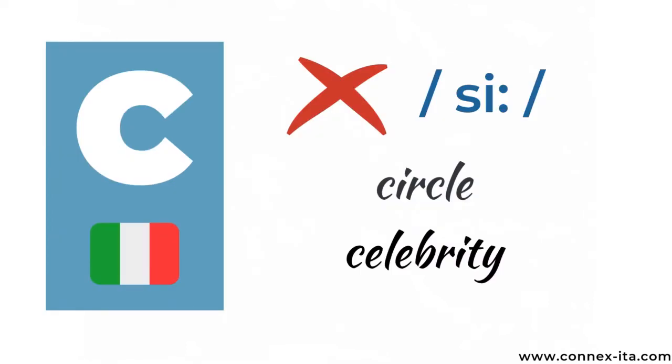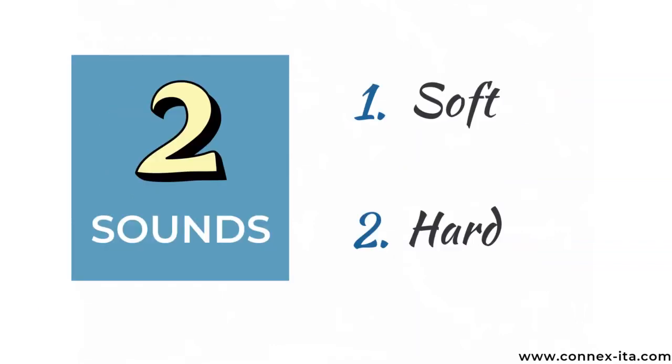The first thing that you need to remember is that the letter C in Italian will never sound like the C in the English words circle or celebrity. Instead, it can have two different sounds, a soft or a hard sound. But let's see in more detail what I mean by that.